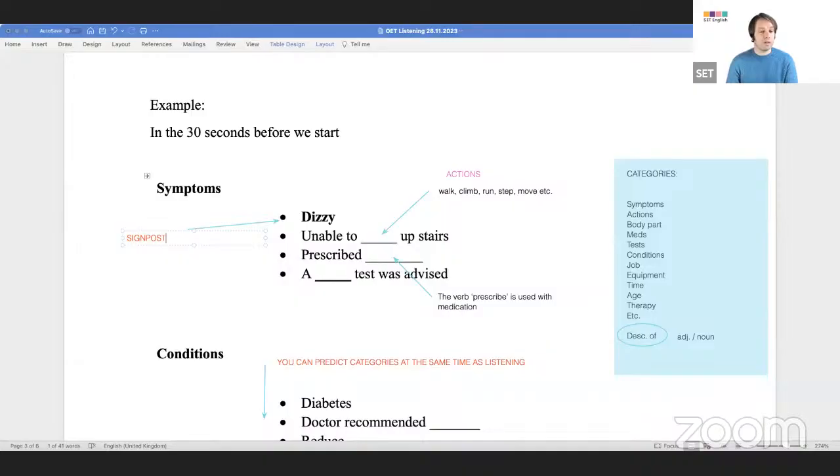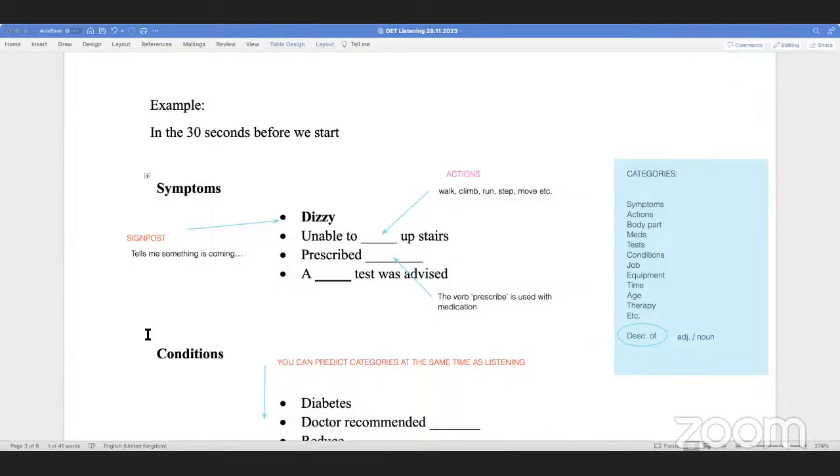Barak, what is a signpost in listening? It tells me where you are. Important things come after. Something's coming. If I see a signpost for London on the motorway, Andrea, what is coming? London. Right. If I see a signpost for McDonald's, what is coming? McDonald's. Okay. In OET, it's a bit different.